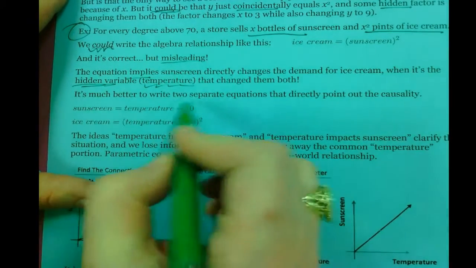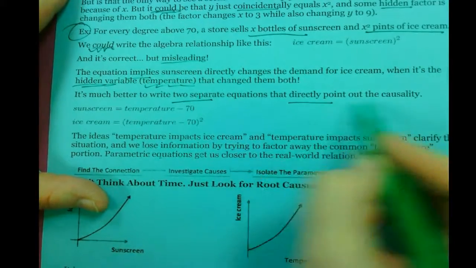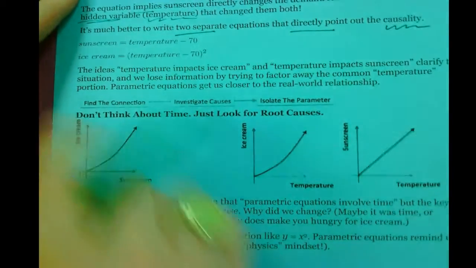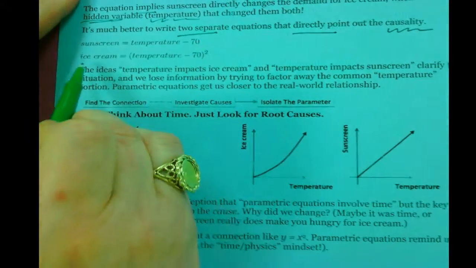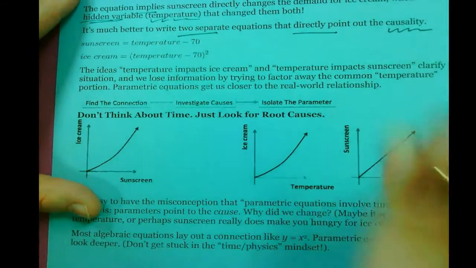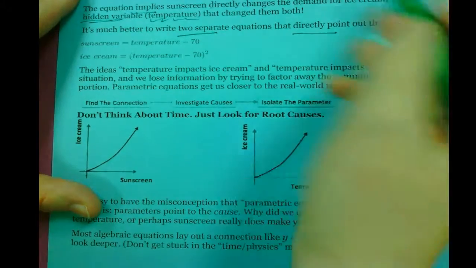So it's much better to write two separate equations that directly point to the causality. So we're always looking for cause. Causality is just a different form of the word cause. So sunscreen is equal to temperature minus 70, and ice cream is equal to temperature minus 70 squared. And basically that's just some substitution stuff in there to get you to the other one.